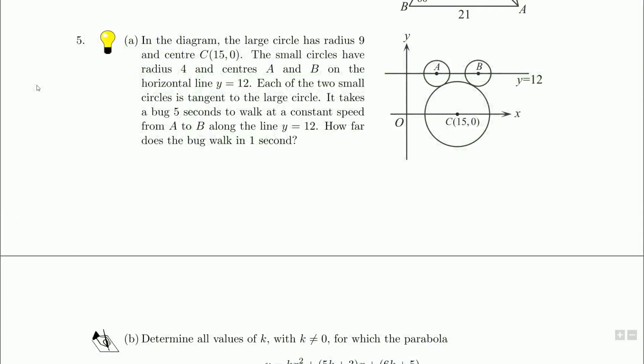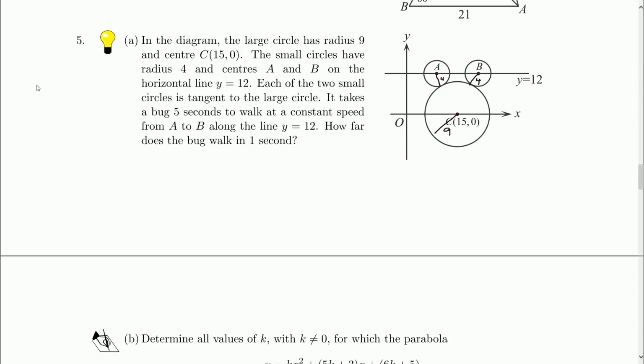We're looking at question number 5 on the 2008 Euclid paper. Question 5a. In the diagram, the large circle has radius 9 and center (15, 0). The small circles have radius 4 and centers A and B, and they both lie on the line y equals 12. Each of the two small circles is tangent to the larger circle.